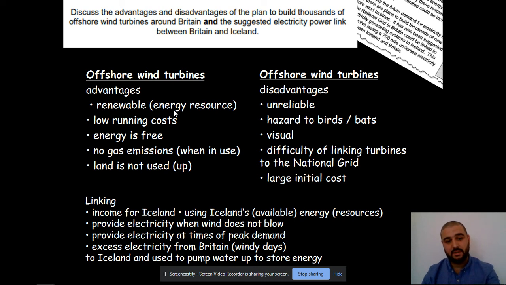So, excess electricity from Britain to Iceland and used to pump water up to store energy. I mean, that's less of an advantage. It's probably quite a small thing, to be honest. But I put it in there because it's a legitimate point. So for you guys, when you come to answer this particular 6 mark question, I've broken it up into 3 sections because looking at the question itself, advantages is one, disadvantages is another, and then everything that comes after the and in bold is the linking part.